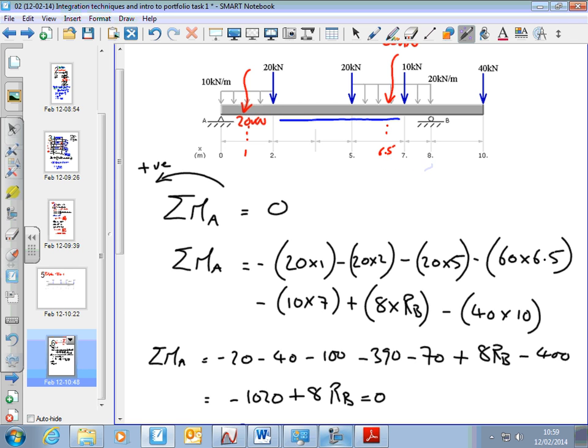Again, this reaction force at A will be acting upwards, so that will be negative, because we're taking anti-clockwise to be positive, aren't we? So work out what the sum of the moments at B is, and calculate the reaction force at A.